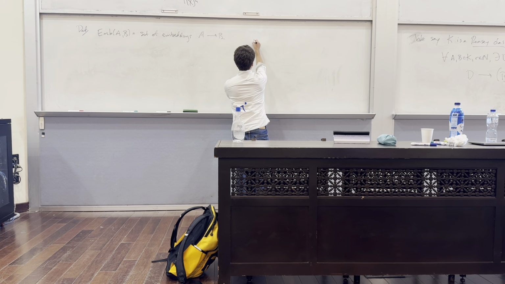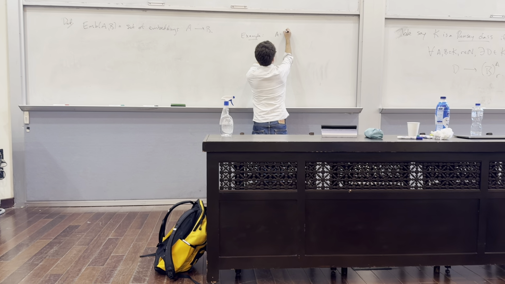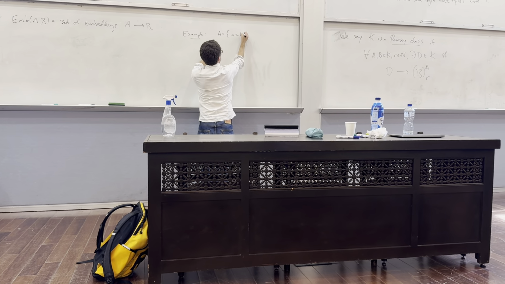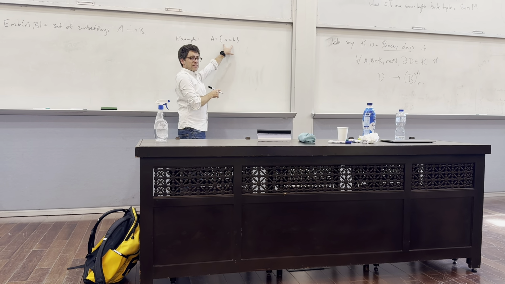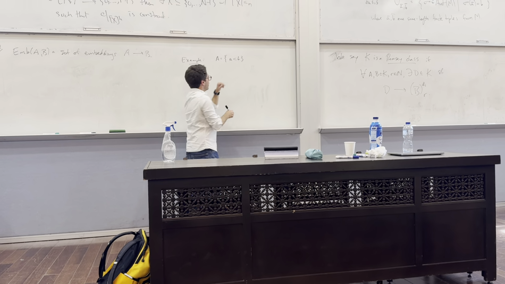So let's get an example. Let's say A is a two-element linear order, where the elements are a and b, and a is less than b. And I'm going to take B to be c is less than d is less than e. Okay, so now let's describe Emb(A,B).